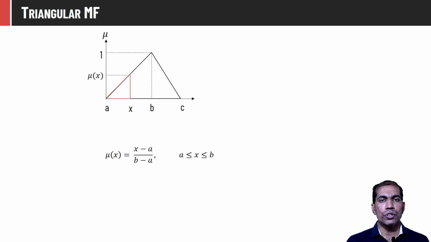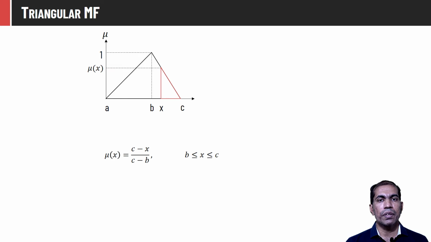As x approaches b, the equation will reduce to (b minus a) upon (b minus a), that is 1, and we can see from the diagram also that b has membership value 1. So as we move from a to b, the membership value is decreasing. Now this x could actually be 10, 20, 30, or it may be 100 or 500 or any number, but ultimately the membership value will be mapped between 0 and 1.